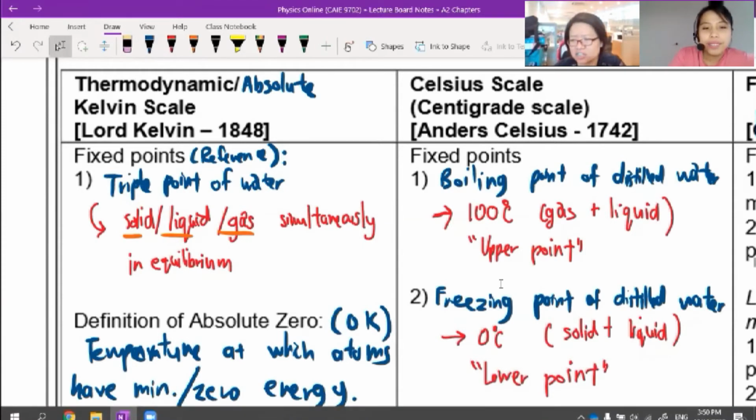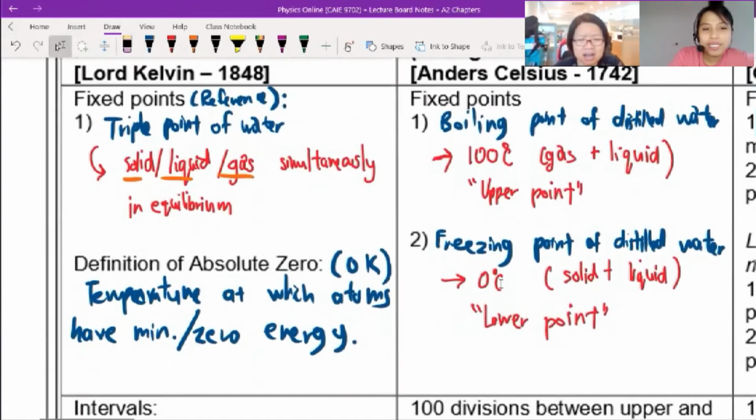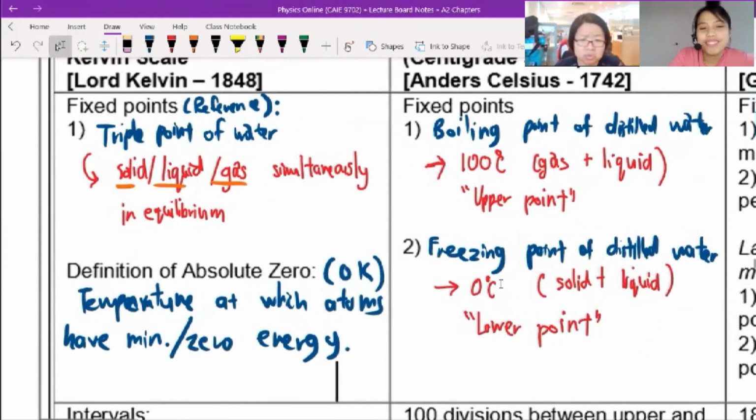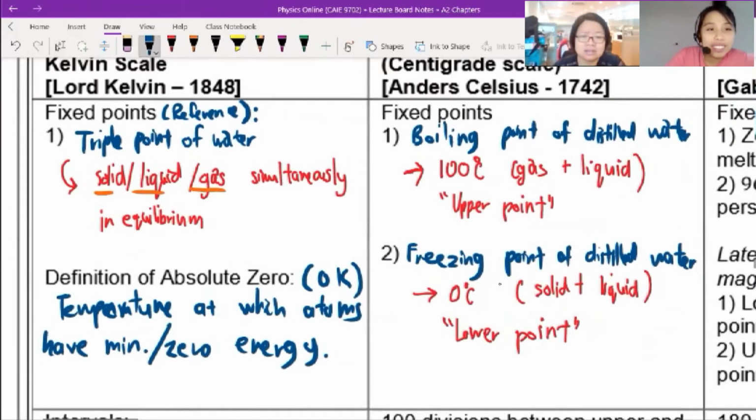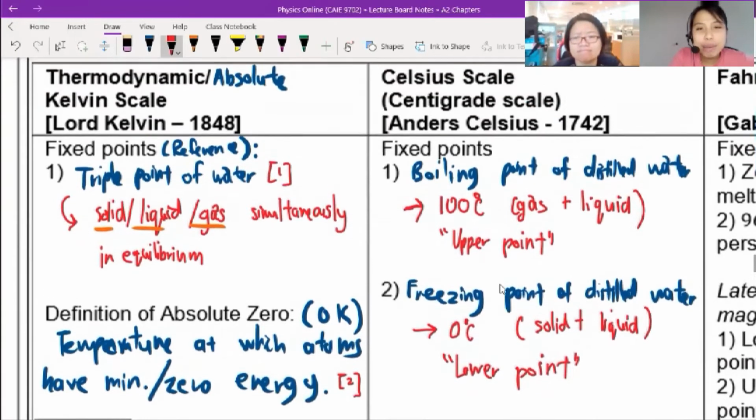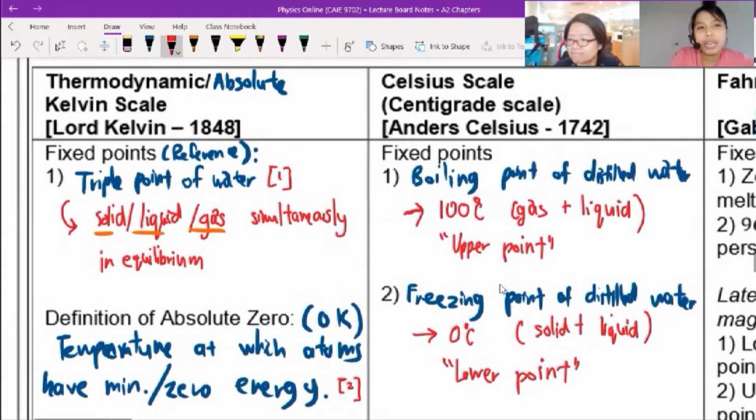All this definition, they can ask you. State what is meant by absolute zero, 2 marks. State the fixed point of a Kelvin scale, 1 mark. Like that. Isn't there other names for this? I remember looking at past year, they also call it absolute scale. Sometimes they call it thermodynamic scale or something like that. All those are also the same thing, which is the Kelvin scale.